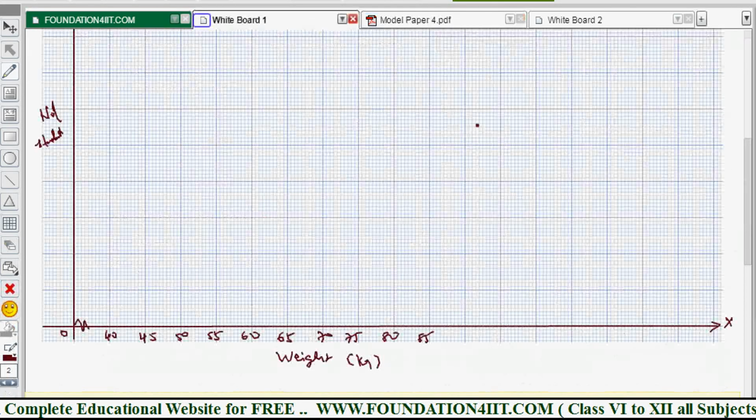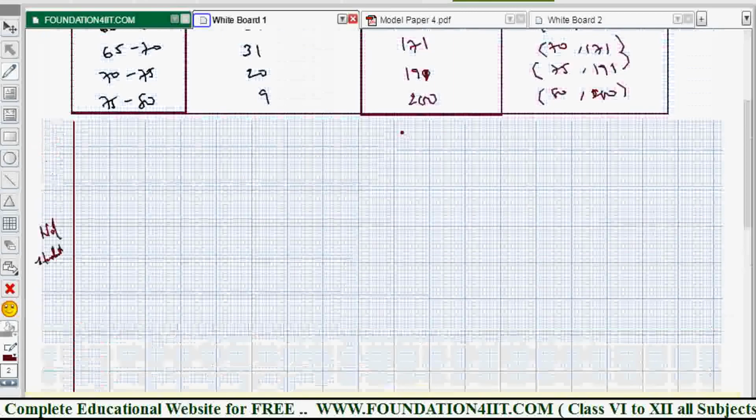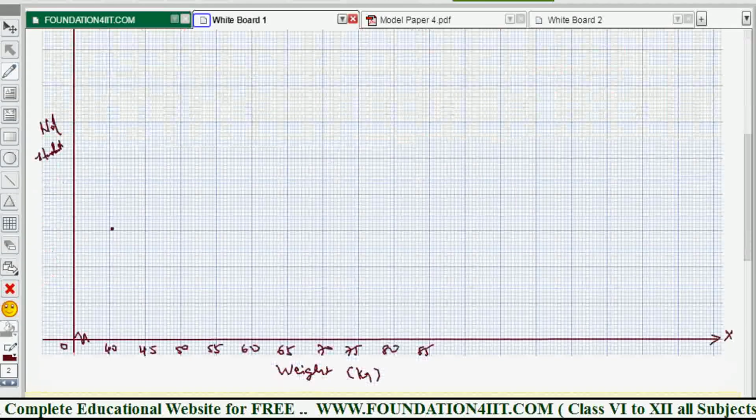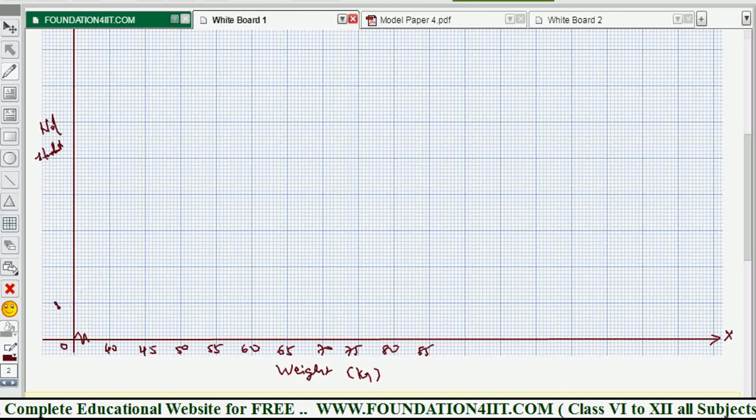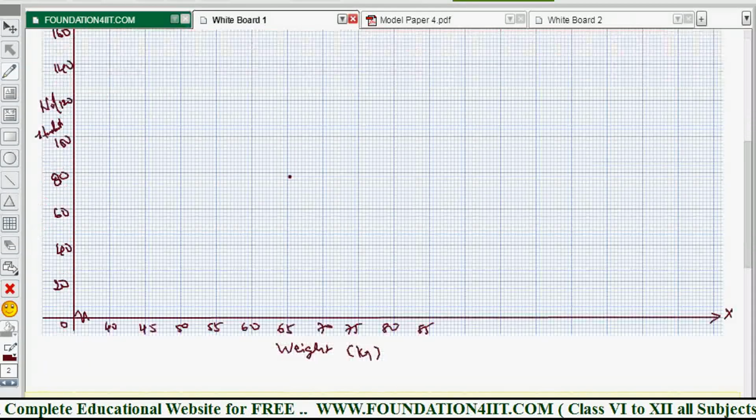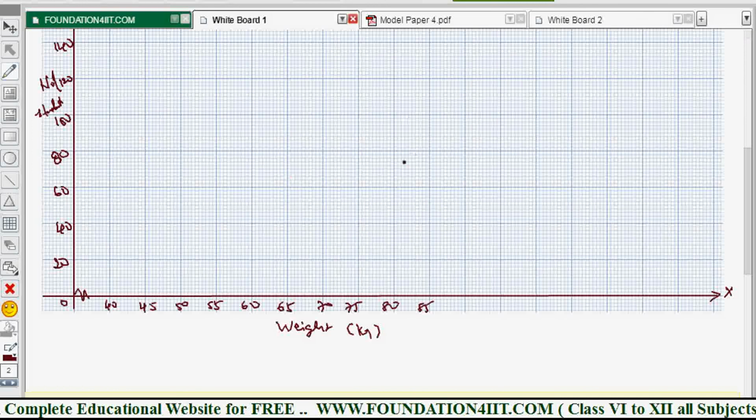Then from the table, the highest is 200, because we should draw the less than cumulative frequency curve, the ogive. So 200. I'm taking 20 in each centimeter: 20, 40, 60, 80, 100, 120, 140, 160, let's take 180 and 200. So just one more line. Now let us plot these points.